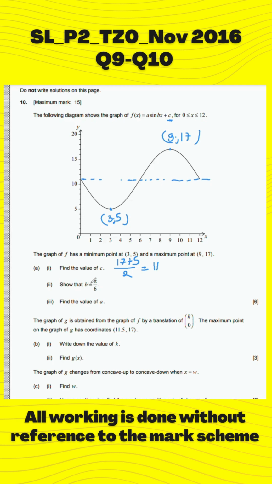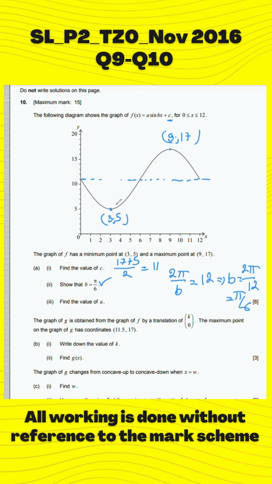So b equal pi over 6. The horizontal distance from the mean to the max is 6. And it is also the half of the period. So this means the period will be 12. We have 2 pi over b equal with the period, which is 12. So b will equal 2 pi over 12, which is pi over 6.